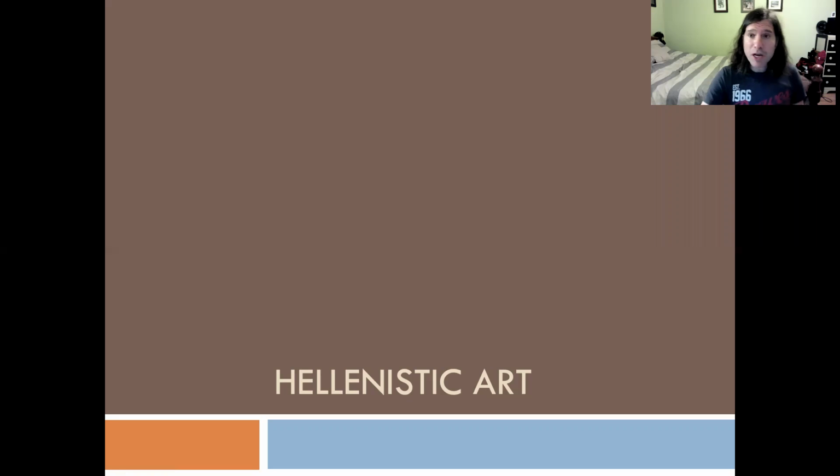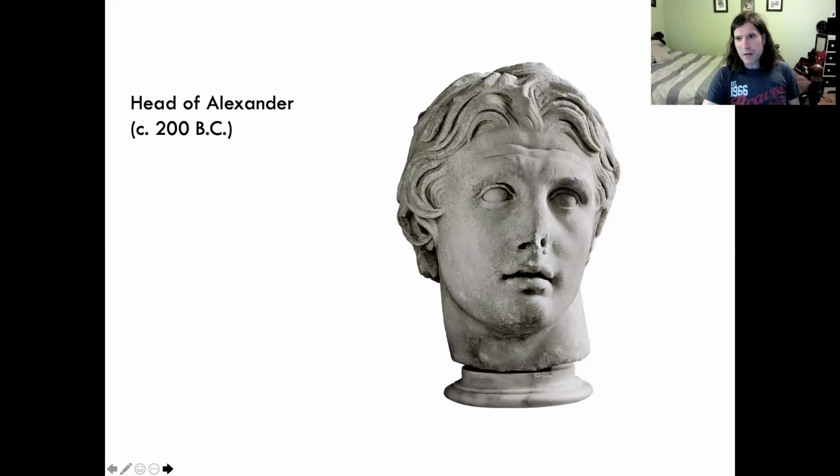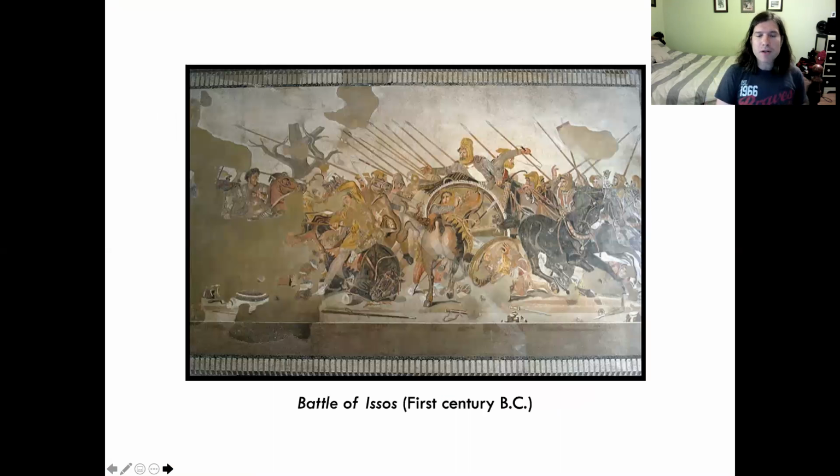So I thought I'd begin with a couple of works that actually depict Alexander in action, since he's really the one who ushers in this Hellenistic or Greek-like age. Here's a bust of him made quite a bit of time after his life. Here is also a later mosaic depicting Alexander in action at the Battle of Issos. That's Alexander that you can see riding the horse on the left side of the picture.